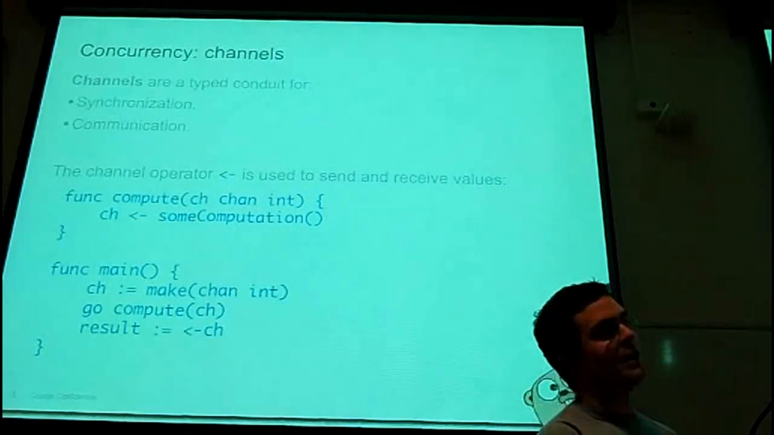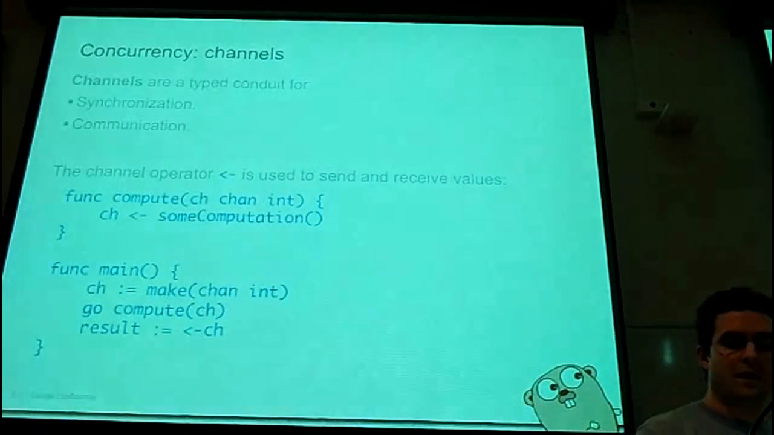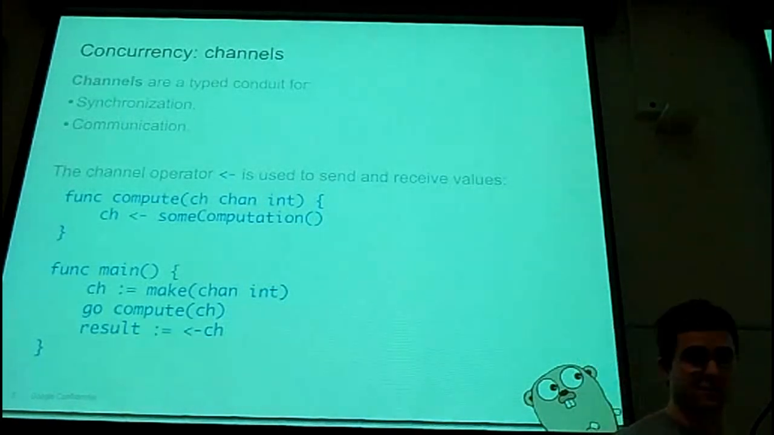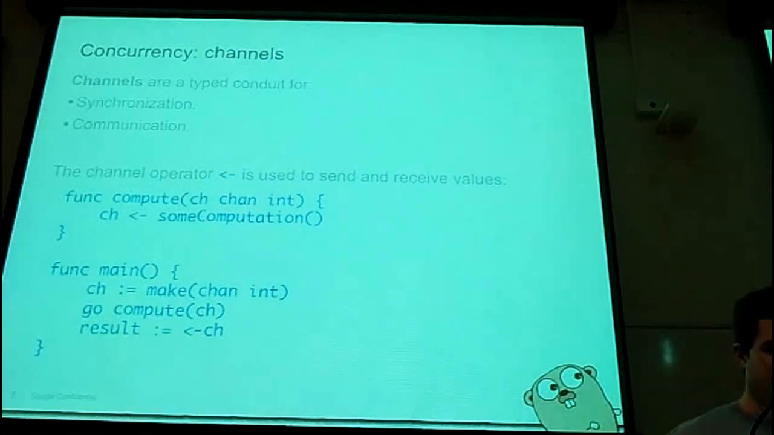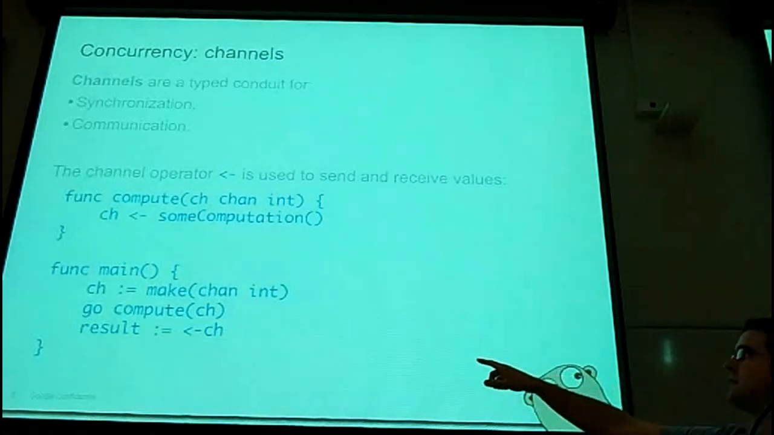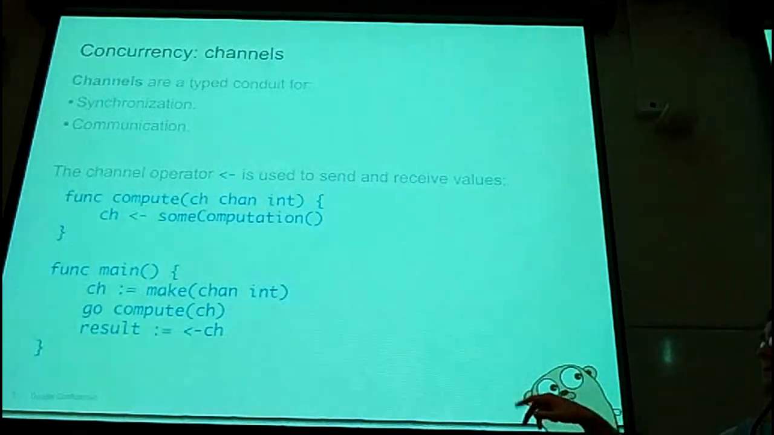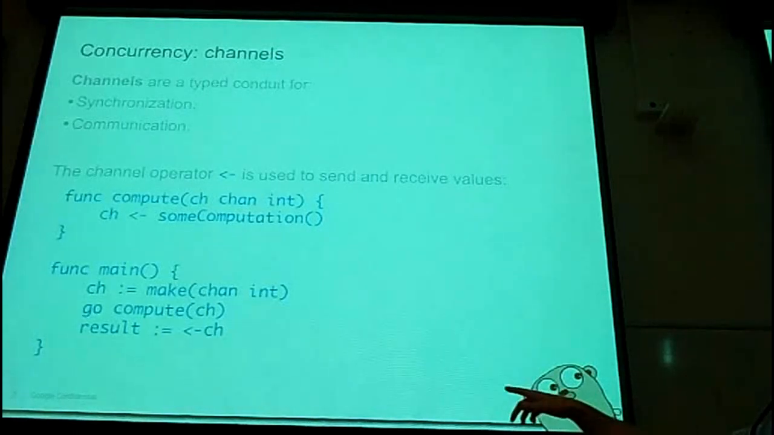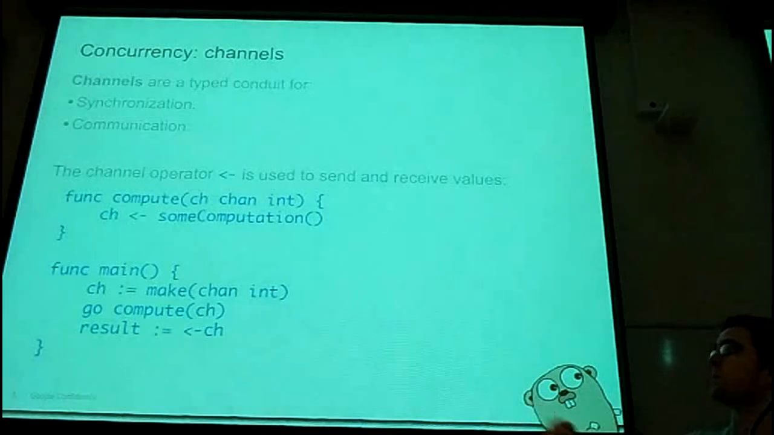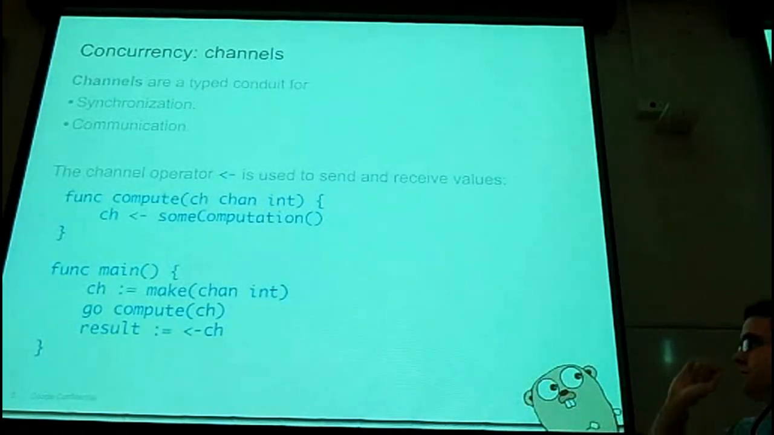The other part of the Go concurrency story is channels. Channels are a typed conduit for synchronization and communication. So two related but distinct things. Channels work with the channel operator, which you use to send and receive values through channels. In this very contrived example, I have a main function that creates a channel of ints using the built-in make function. It stores the channel in ch. And then I launch the compute function in a new goroutine using the go keyword, and I give it the channel.